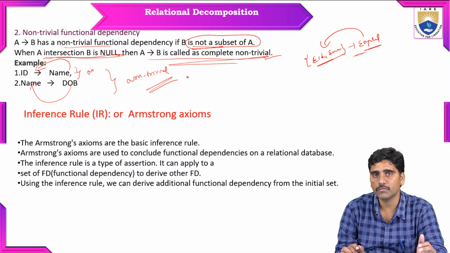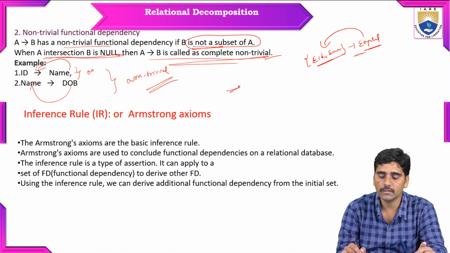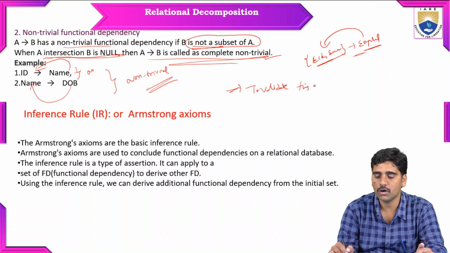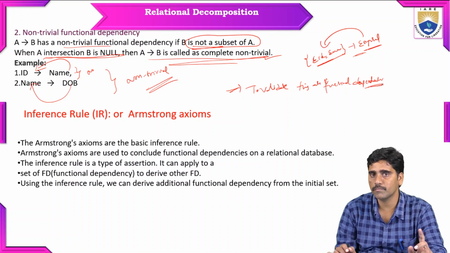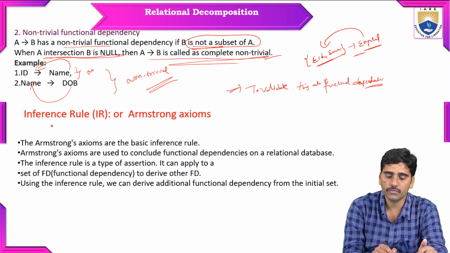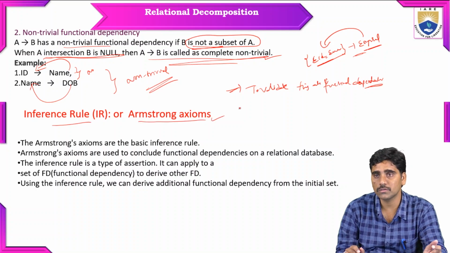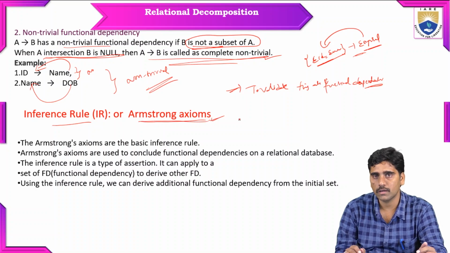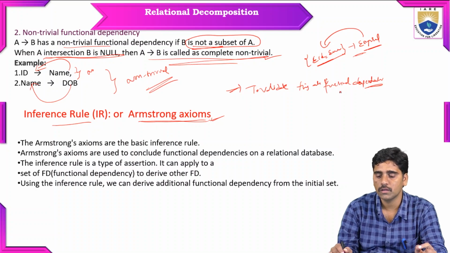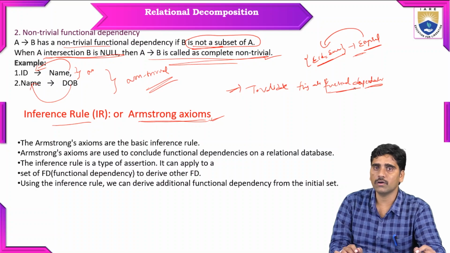So at that moment we can go for the trivial functional dependency. To validate all these functional dependencies, we can use certain types of rules. What are those rules? The inference rules, which are Armstrong's axioms. So how are we going to use these rules to validate those functional dependencies as trivial and non-trivial?